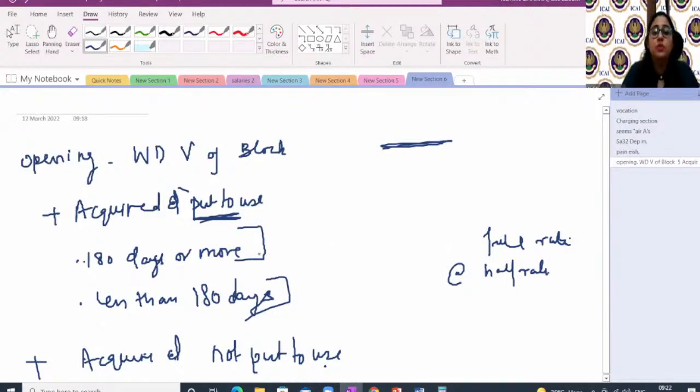So 180 days or more के लिए the period is, if it is put to use anywhere before 4th October, then the usage would obviously be 180 days or more during the year. If it is put to use for less than 180 days, half rate. Ma'am, WDV calculate होता है assets की depreciation के लिए? Yes.